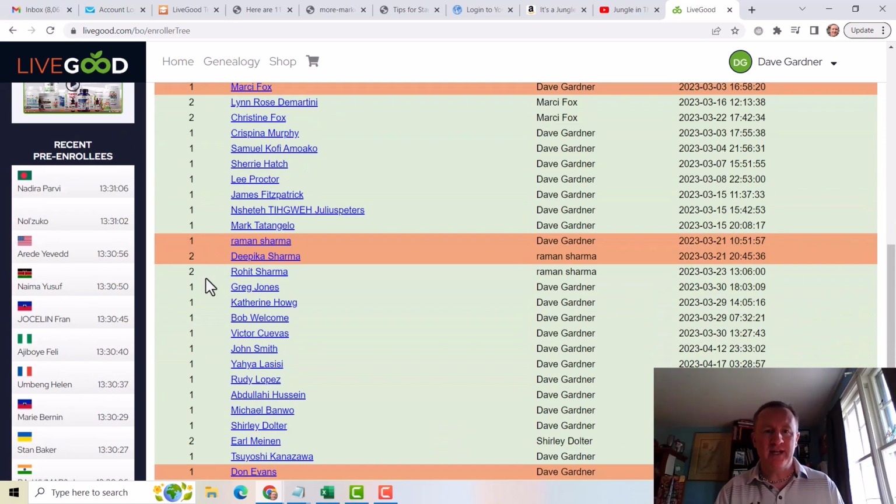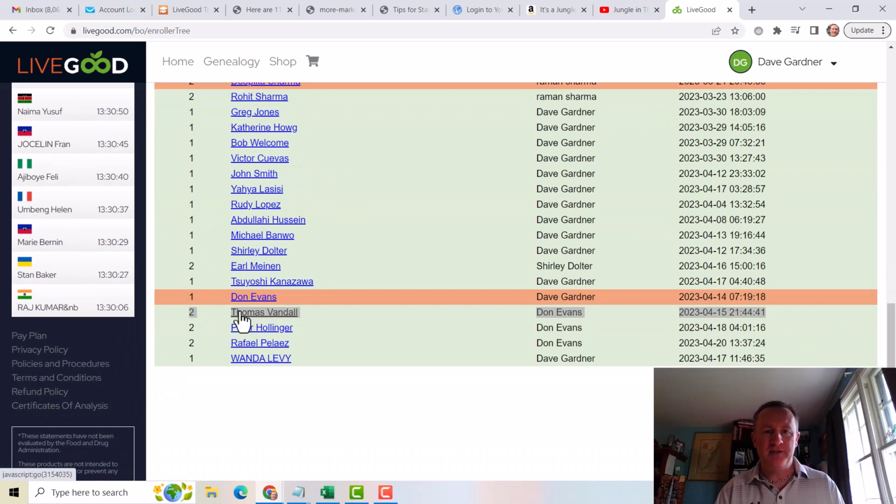You go down to the next set of 2s, Deepika and Rohit were both sponsored by Raman. And then Don sponsored so far Thomas, Peter, and Raphael. Also, Shirley sponsored Earl. Okay, so when you're looking and you see those 2s, the person right above them is the person who sponsored them.